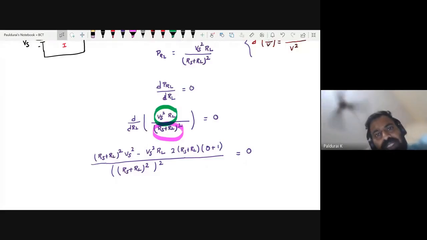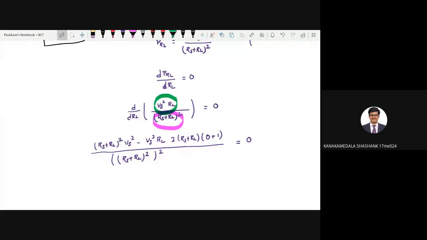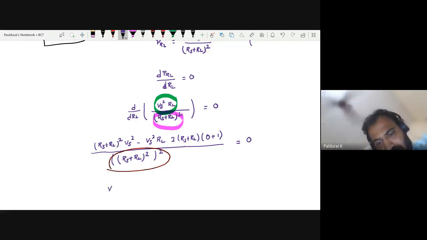Any doubt in this equation? Hope you are enjoying. Now bring this term to the right hand side. It becomes 0. So what remains is Rs squared. Take Vs squared as common. So here I took Vs squared as common, and remaining I have Rs plus RL the whole square.